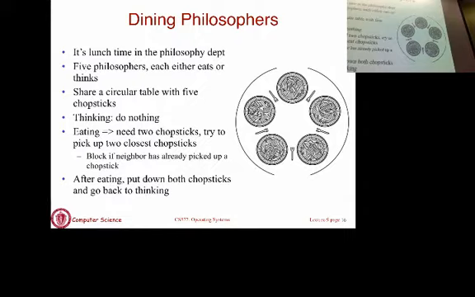Wait, so are we assuming that they can't have any forks at the table? They can only have a limited number of forks? And also, what's the assumption with the number of forks? No, so the scenario is actually shown here, right?